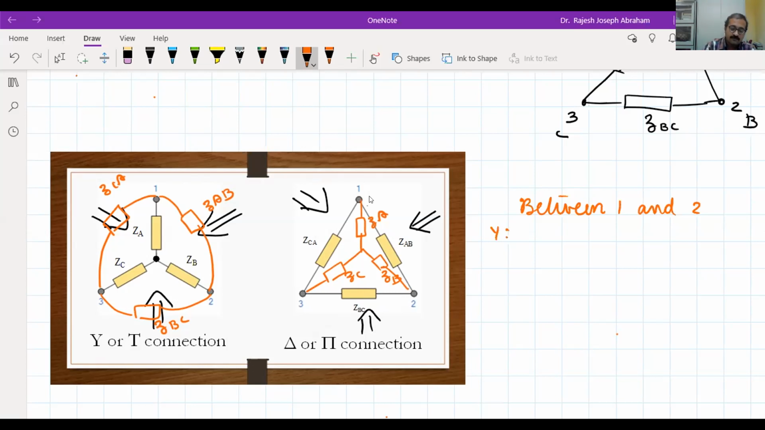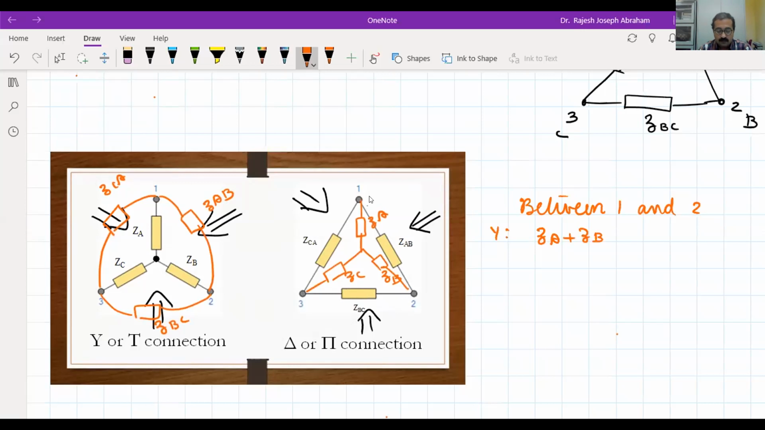Right? Current will be flowing from terminal 1 and will leave from terminal 2. Current flowing through ZC is 0. Why? Because it is open, and current can always flow only in a closed path. So if you connect a voltage source or a current between points 1 and 2, it will flow through only ZA and ZB. That means between 1 and 2 in the Y connection, your equivalent impedance is ZA plus ZB.